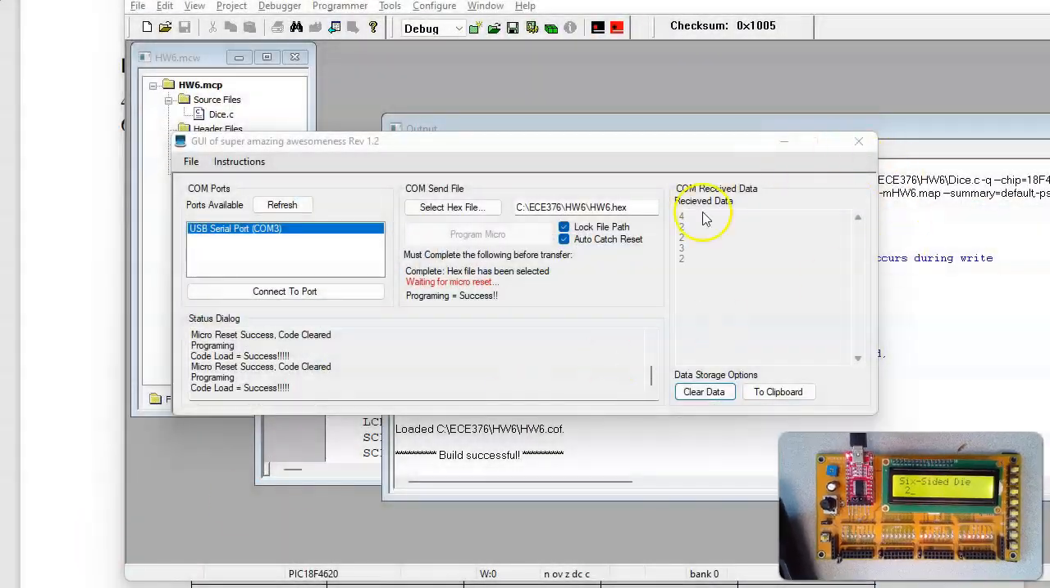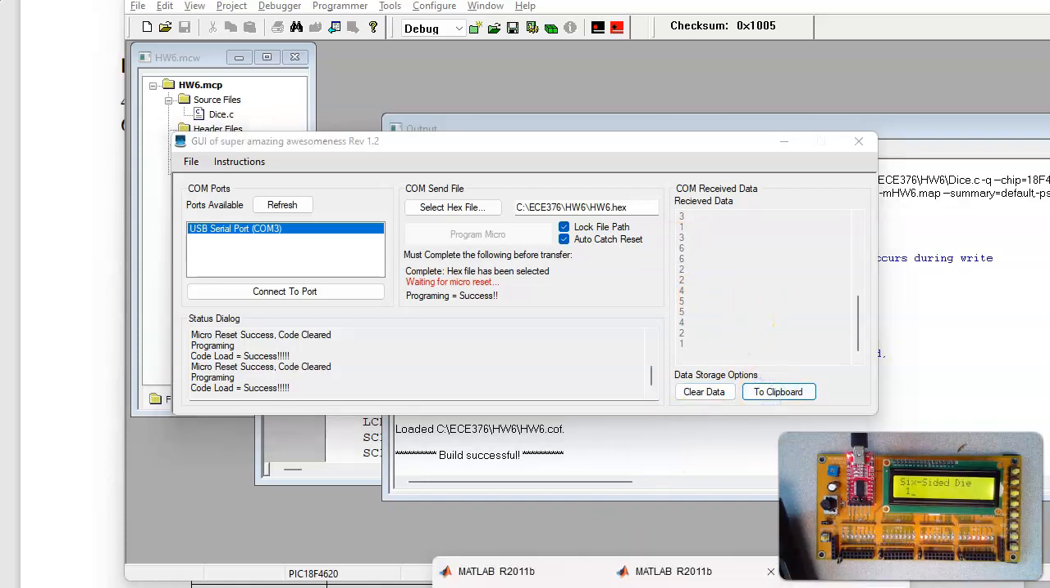For data collection, it's sending the data to the serial port, which I can collect with the PIC flash tool. Once I'm done, copy the data to the clipboard.